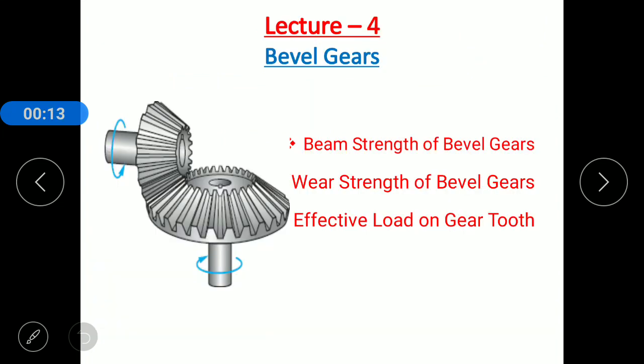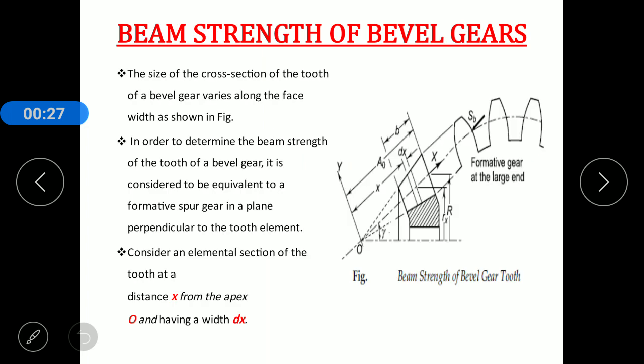In this lecture, we will deal with beam strength of bevel gears, wear strength of bevel gears, and effective load on gear tooth. Now let me start the first point, beam strength of bevel gears.